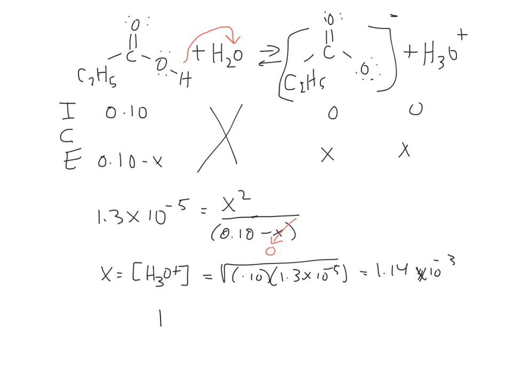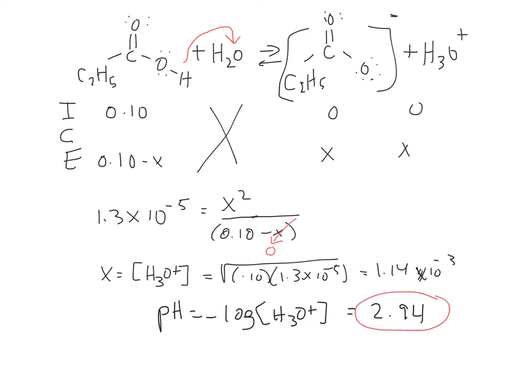So then the next part would be to calculate the pH, negative log of the H plus, or the H3O plus concentration. The pH will be equal to 2.94. So this would be the pH for the propionic acid.